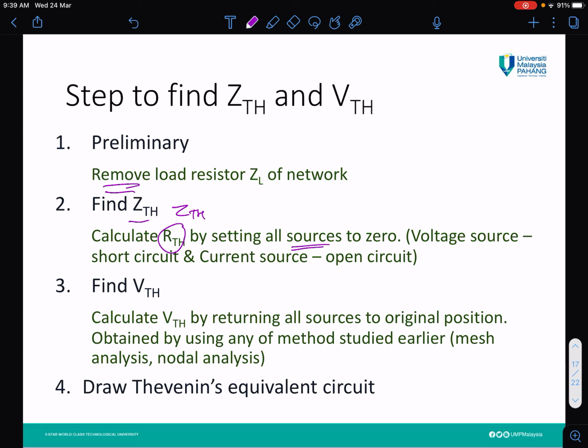Sources here mean voltage source and current source. We set the voltage source to short circuit and the current source to open circuit. Again, voltage source must be short circuit, and current source must be open circuit.